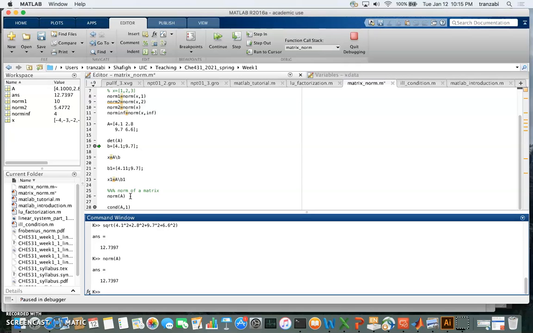So we discussed that the best way to assess the sensitivity of a linear system with respect to perturbation in the B coefficient or A is to look at the condition number.